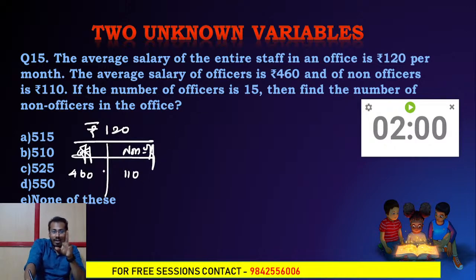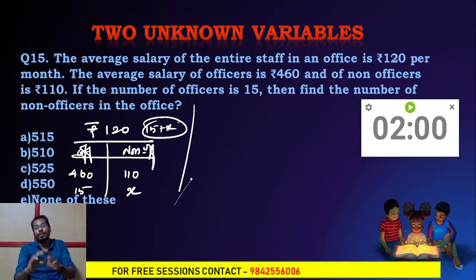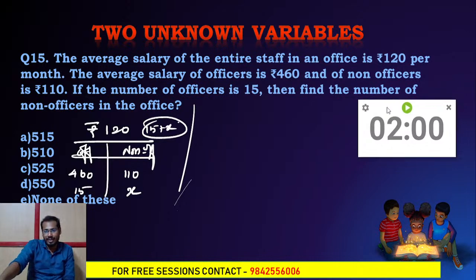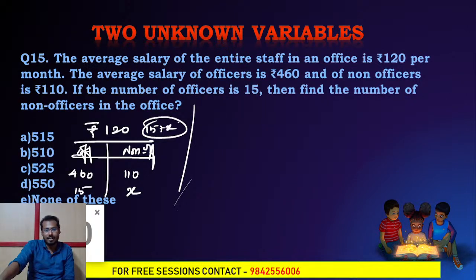Here, officers are 15%, but how many percent non-officers are is not given, and the total number of workers is also not given. We can take it as x, so 15 plus x. If you use the formula, you can get the answer like this. This is a formula-oriented concept. But if you use the alligation method, you can get the answer within 20 or 30 seconds. So those preparing for competitive exams, you can use this method for getting the answer.